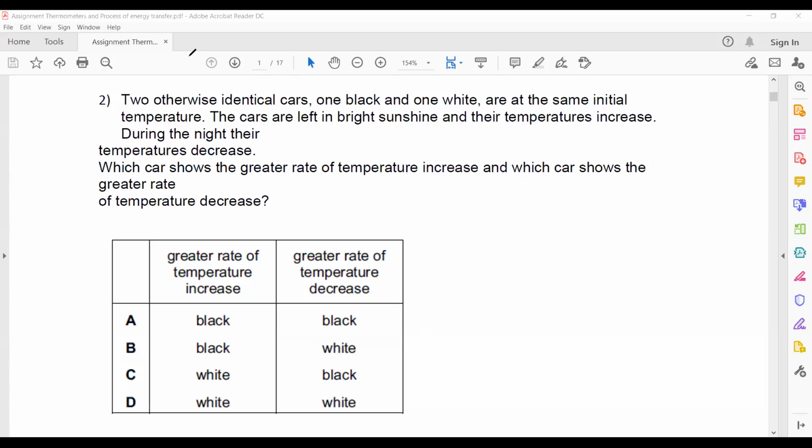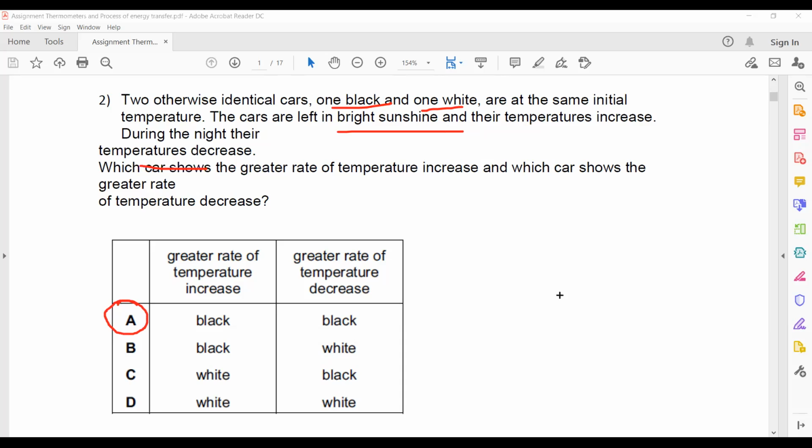Two otherwise identical cars, one is black, one is white, at the same initial temperature. They are left in bright sun and the temperature rises, and at night the temperature decreases. Which one shows a greater rise in temperature and fall in temperature? Actually, A is the right answer. Why is A the right answer? I give you just this example. What's the reason? What happened?